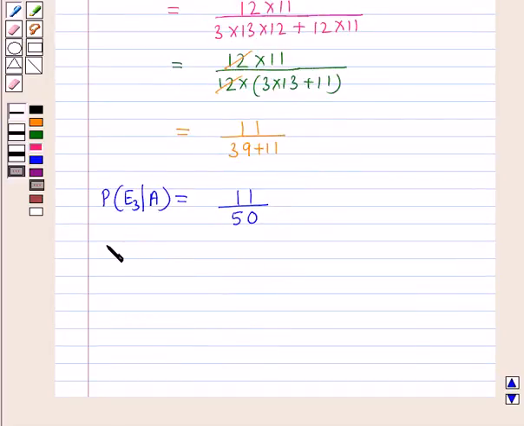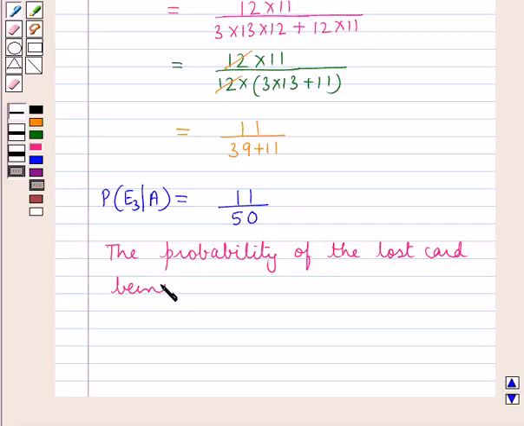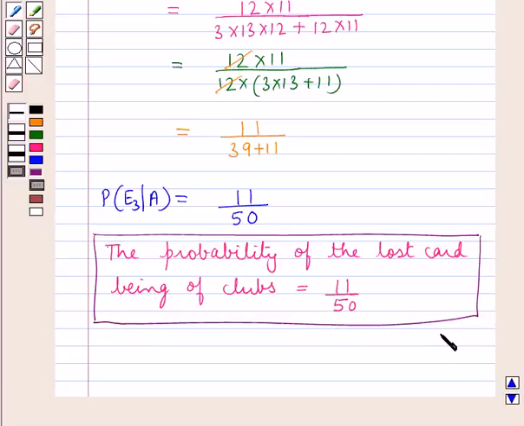So we have the probability of the lost card being of clubs is equal to 11 upon 50, which is our final answer. This completes the session. Hope you have understood the solution of this question.